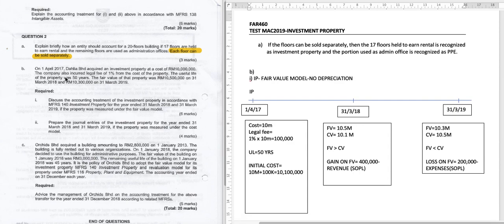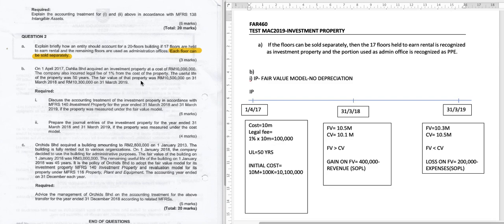On 1st April 2017, Dahlia acquired an IP at a cost of 10 million. So this is 1st April, cost 10 million. The company also incurred legal fee of 1% from the cost of the property. So 1% times 10 million is 100,000. So legal fee is capital expenditure because it is a cost directly attributable to the asset to make it into workable condition. So the total initial cost would be 10 million plus 100,000, that is 10.1 million. The useful life of the property was 50 years.